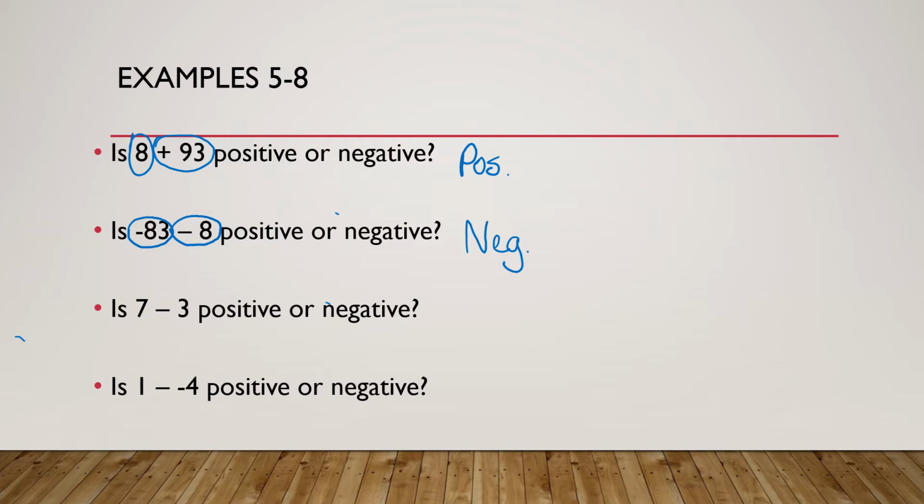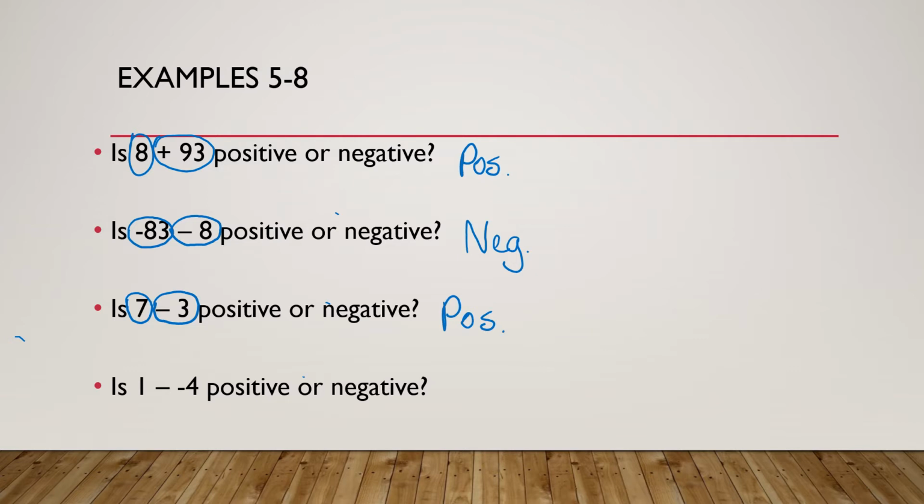Okay, in the third one, we have 7 minus 3. Guys, don't overlook just your basic subtraction. You know 7 minus 3 equals 4, which is positive. However, you can still use your tricks that I've showed you, your rules. So do you have more of your positive number or more of your negative number? You have more of your positive number, which will give you a positive answer.